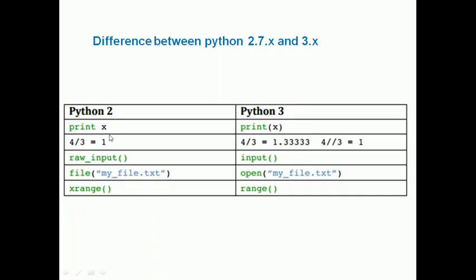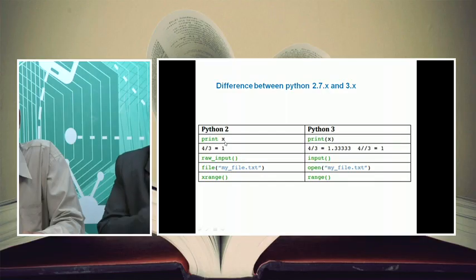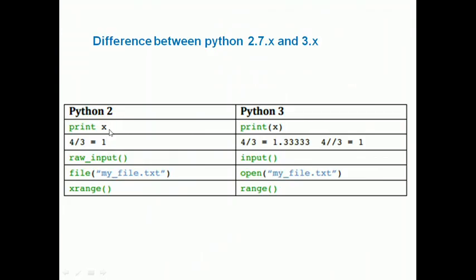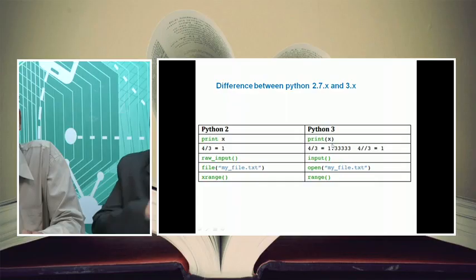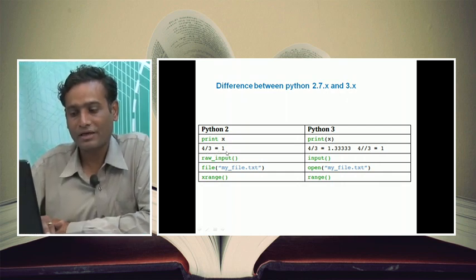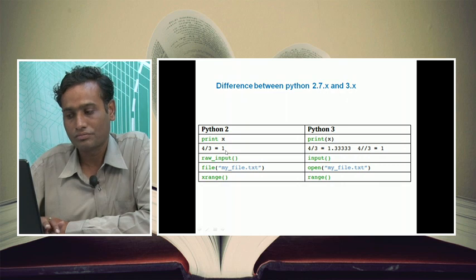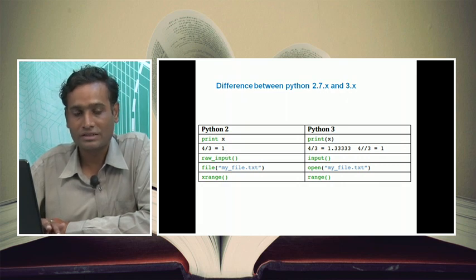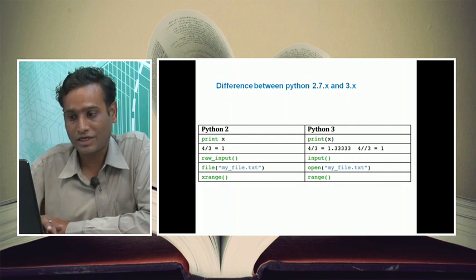It's 2.7.x and Python 3.x. In Python 2, to print any value, you can just say print, space, the variable name, and in case of Python 3, you have to use parentheses. In Python 2, 4 divided by 3 gives you the integer value 1. We have seen that we divided 67 by 7 and it gave us the answer 9. So that means it just gives you the integer value. But in case of Python 3, it gives you a float answer.